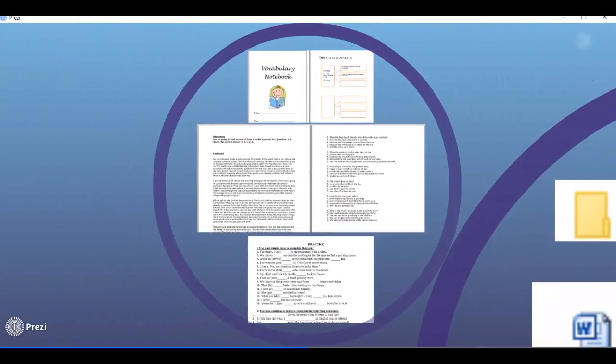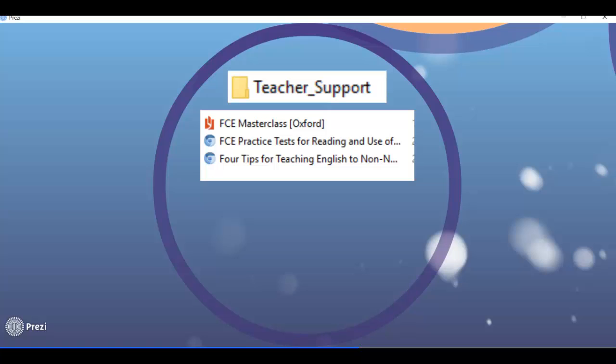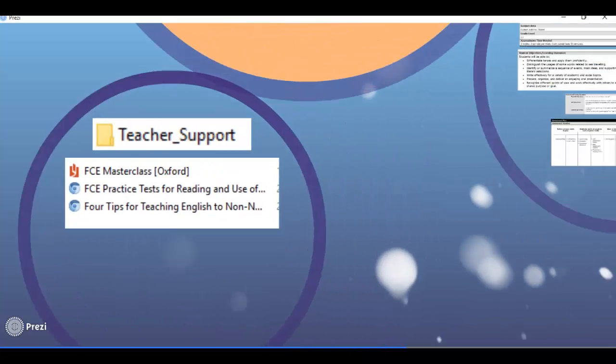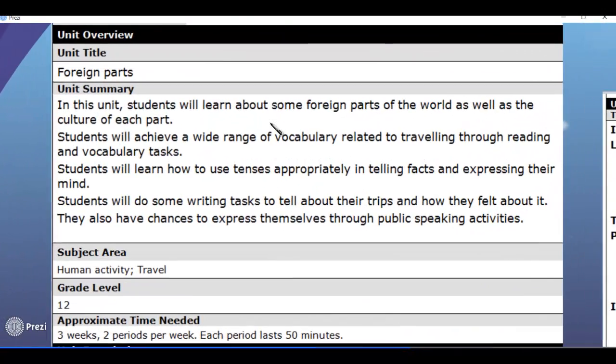And the teacher support folder includes materials and sources which support me in the progress of implementing the unit plan. Now I will move to the unit plan folder, which includes the unit plan for Unit 5, Foreign Parts. First, let's take a look at my unit overview.